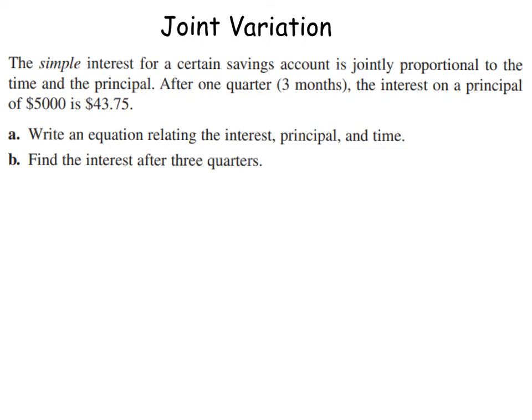All right, joint variation, notice it doesn't specify here direct or inverse. Joint just means there's multiple variables going on. Simple interest is your principal times your rate times time. Okay, and notice from the information I was given, this is kind of like K. I need to find this rate.